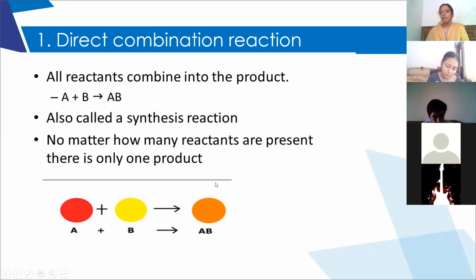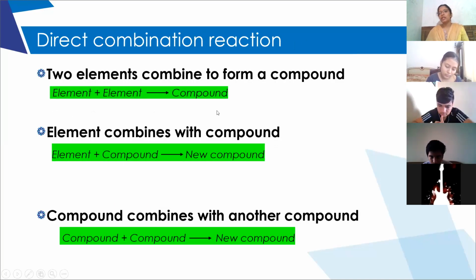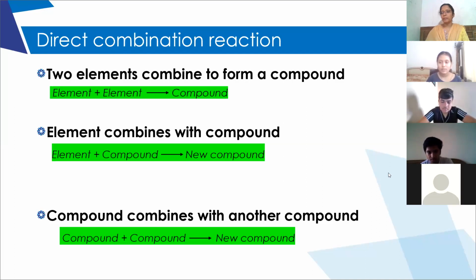Clear? Right. So if we see the different direct combination reactions, two elements can combine to give a single compound. Can you give any example? Yes, Advut, can you give any example? Two elements combine to give a single compound. Na plus Cl2, chlorine exists as chlorine gas, yes, right? Na plus Cl2 gives NaCl. Ma'am, H2 plus O2 gives H2O.